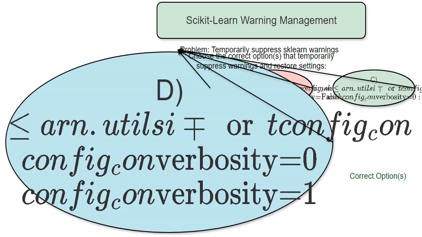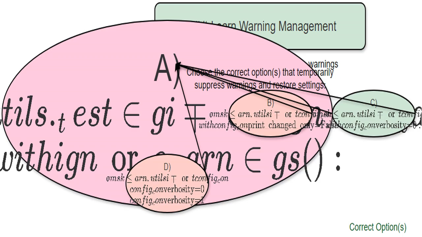I want to highlight the options that correctly and safely suppress warnings only during the time I specify, restoring the previous settings afterward. This option uses ignore_warnings. This function is specifically for testing and is too broad. It silences all warnings, which might hide important issues in my code, not good for real-world use. Think of it like turning off all the alarms in your house, even the smoke detector.